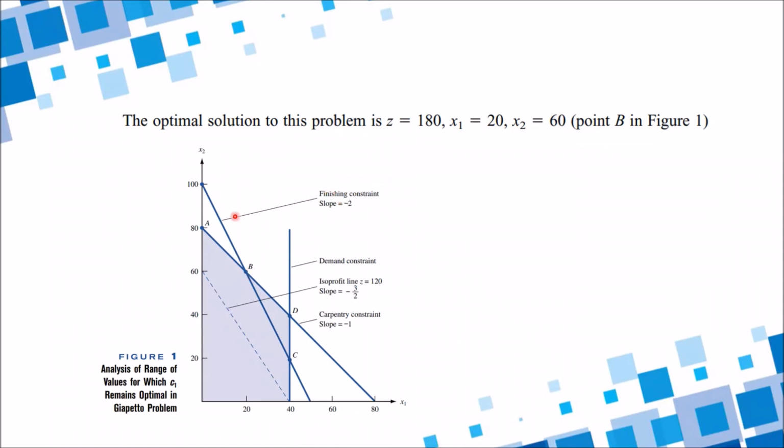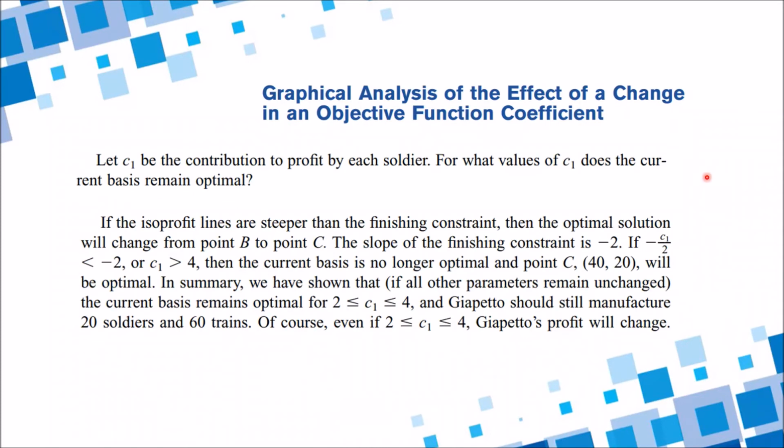We have the finishing constraint having this slope, and we had our demand constraint as x1 equals 40 having this slope. Then we have the carpentry constraint having the slope equal to -1. Sensitivity analysis is usually done by the graphical method. You have two types of graphical sensitivity analysis: either for the effect of a change in the objective function, or the effect of a change in the right hand side of the constraints, as we will discuss briefly later.